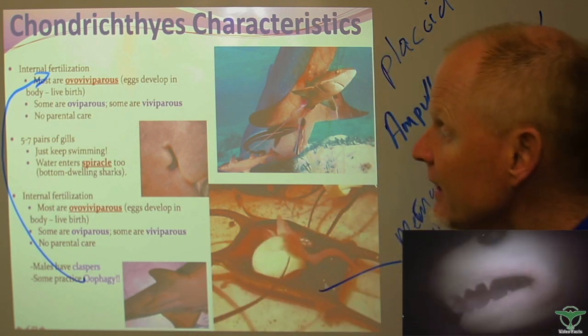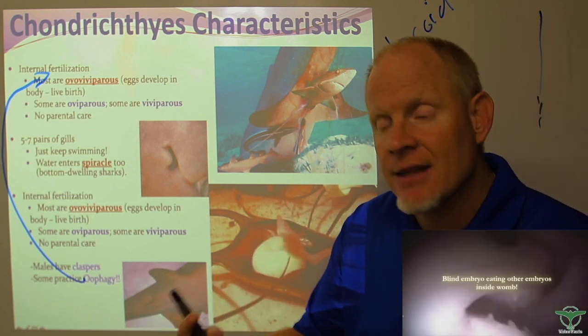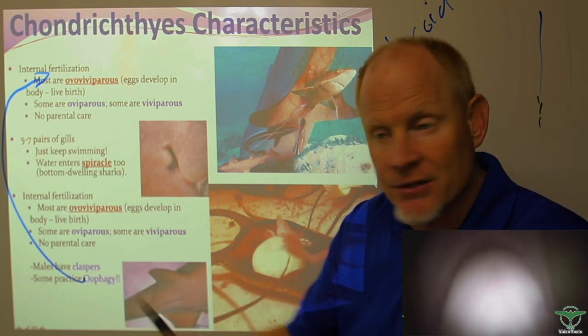We call that live birth. So they can produce bigger baby sharks. The bigger the baby shark, the less predators it's going to have.